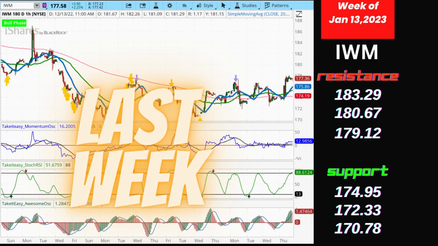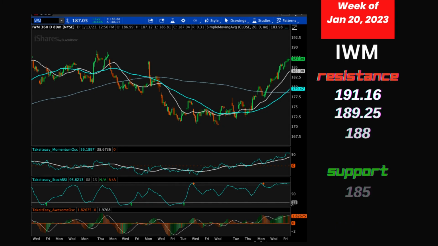This is IWM's chart and levels from the last week. IWM is the ETF for the Russell 2000 Small Cap Index. IWM is currently trading around $187. For the coming week, the first resistance is at $188, second resistance is at $189.25. The weekly resistance is at $191.16. Support or demand for IWM would be first at $185. The next area of support will be $183, and weekly support will be at $181.